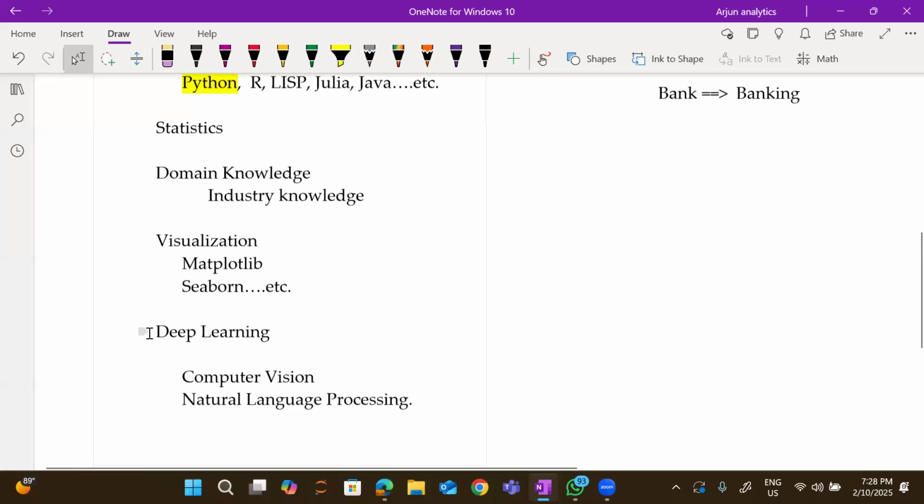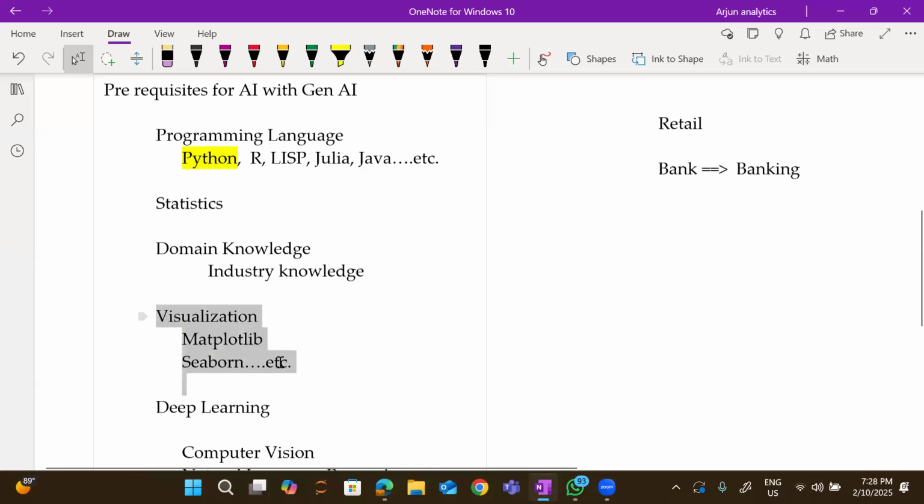Now, in deep learning you have two concepts. One is computer vision, and the next is natural language processing. These two are pretty mandatory for us to move into generative AI. So as a part of our course, we are going to cover this. I will give you the basic understanding of how we are going to do it.